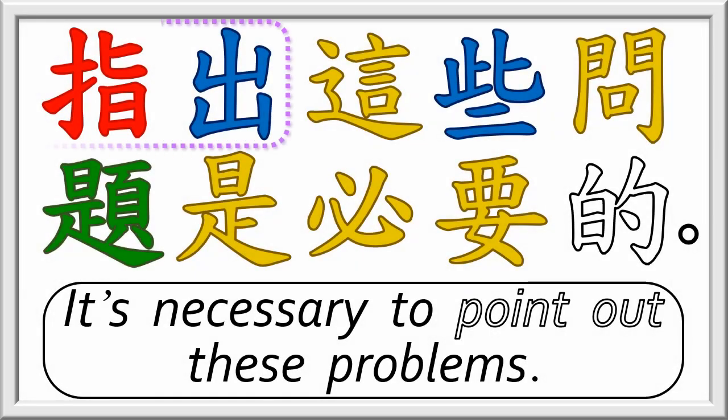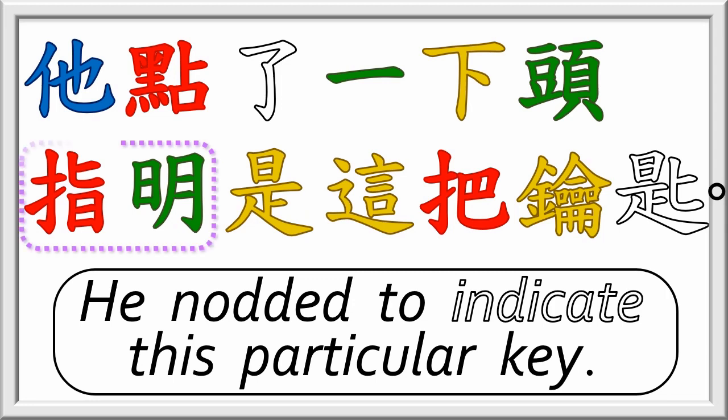指出 and 指明 both simply mean to point out. 指出这些问题是必要的. Pointing out these problems is necessary. 他点了一下头，指明是这把钥匙. He nodded his head to indicate this particular key.